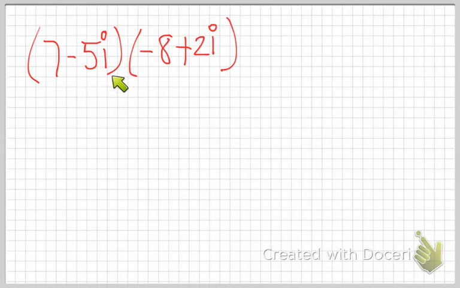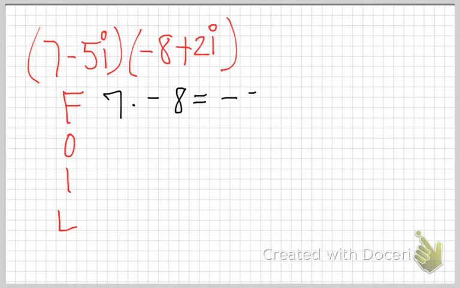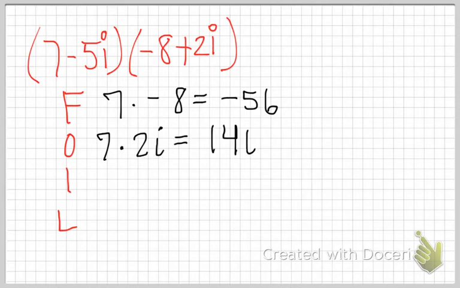So you have two terms. Therefore, I can apply FOIL. I write out FOIL, F-O-I-L. My first term is 7 times negative 8, which is negative 56. My outer terms are 7 times 2i, which equals 14i.